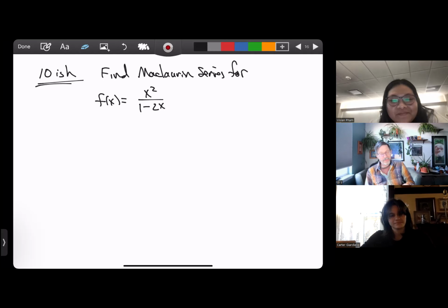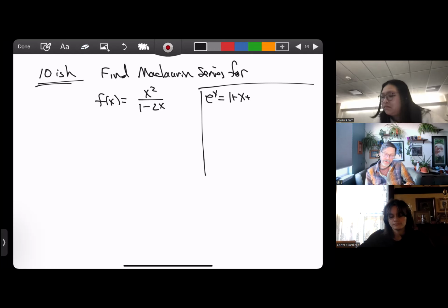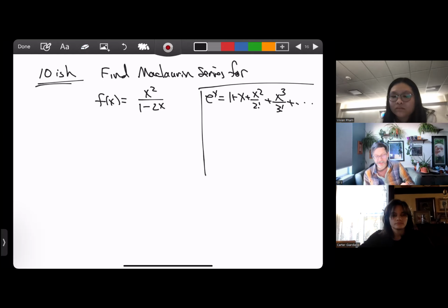So for this one, we have those basic series that we talked about. So we've got e to the x is this, right? And then we had a sine and a cosine and all that stuff. But then we also had, I think I put this one up, the geometric series.